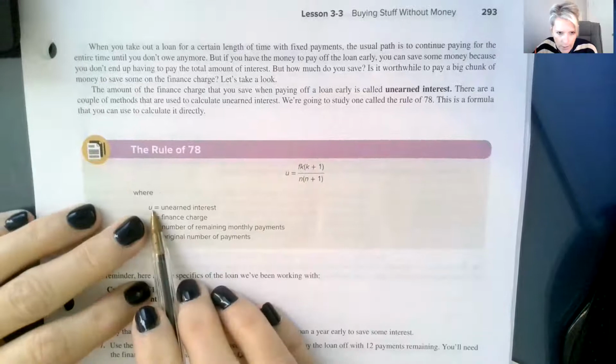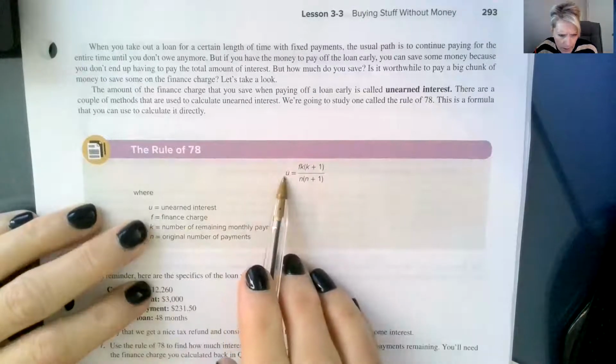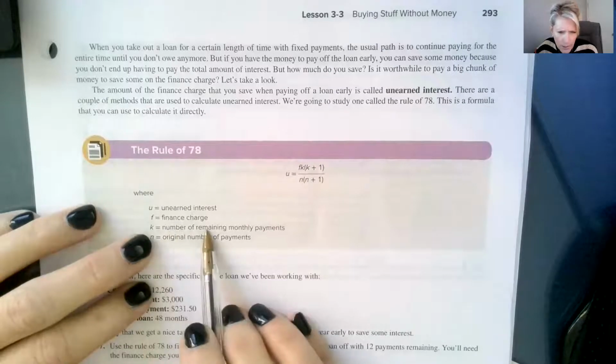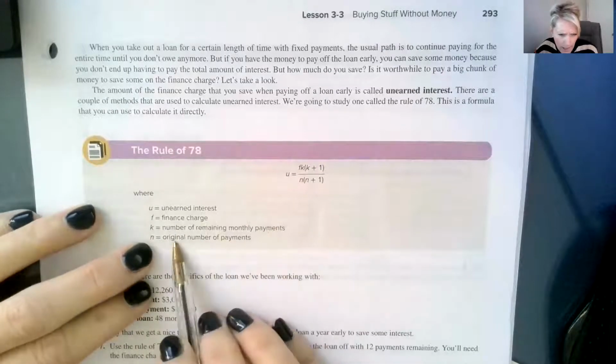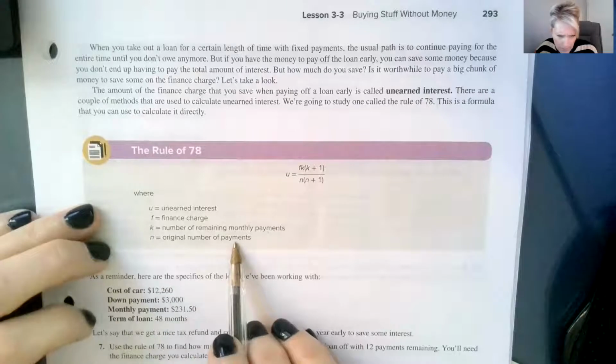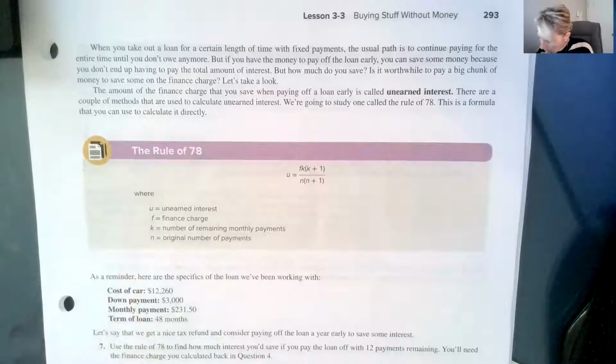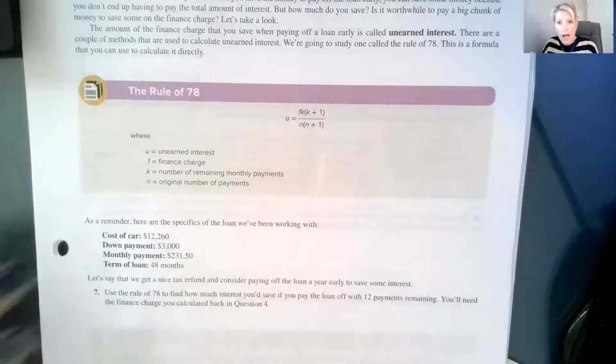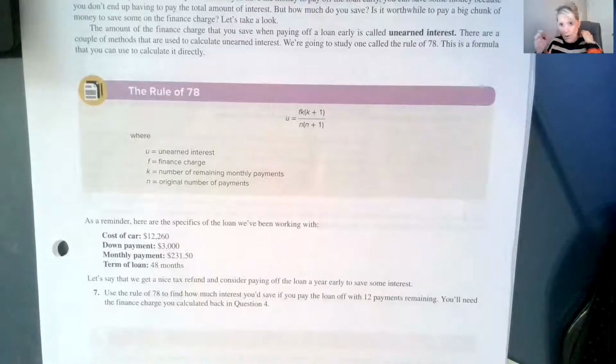So we're going to be trying to find U, the unearned interest. F is the finance charge. K is the number of remaining monthly payments, and N is the number of original payments. When they say finance charge, they mean: if you pay all those payments, how much is that finance charge going to be?